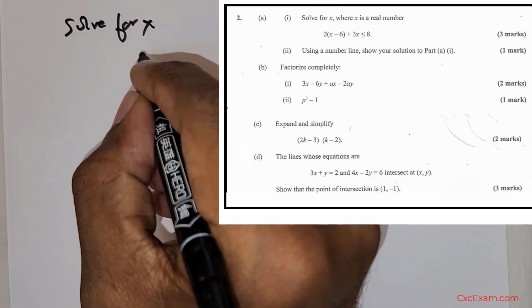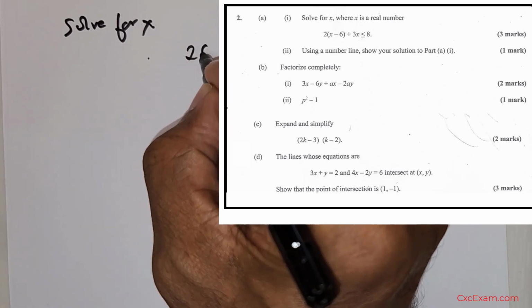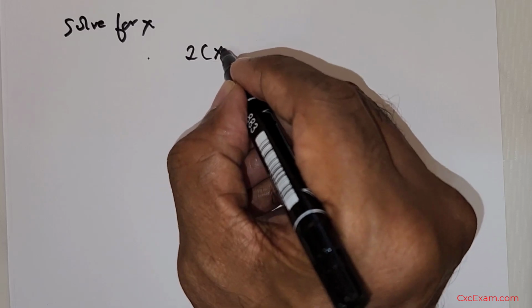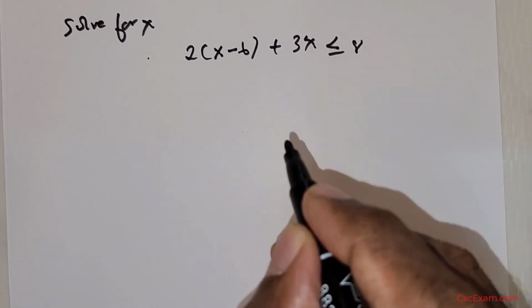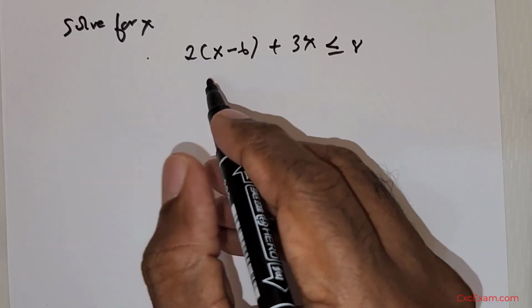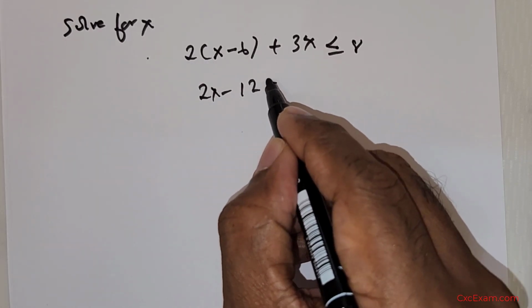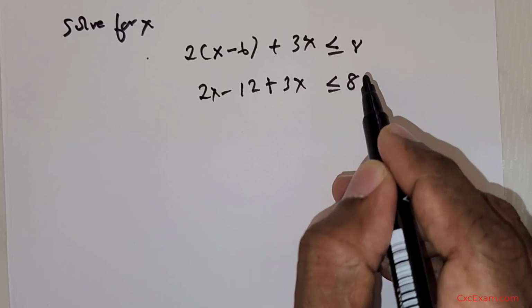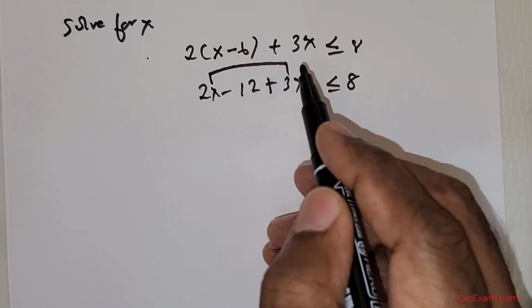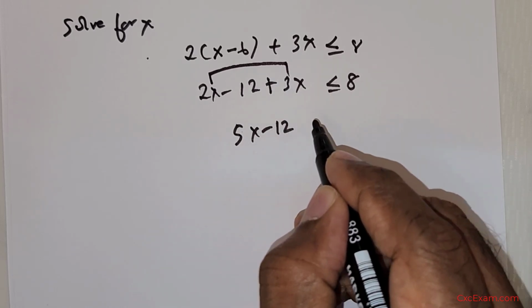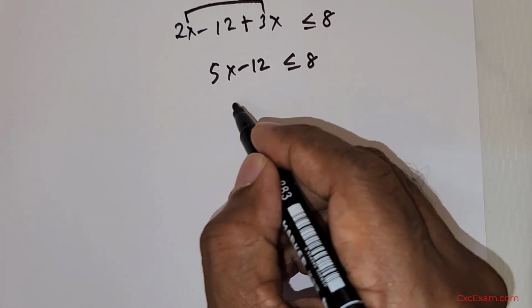This is the next question. We are asked to solve for x. We are given 2 times (x - 6) + 3x ≤ 8. Now you distribute this 2. You get 2x - 12 + 3x ≤ 8. And then you add these two together. You get 5x - 12 ≤ 8.